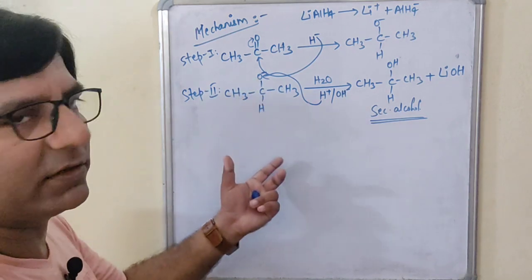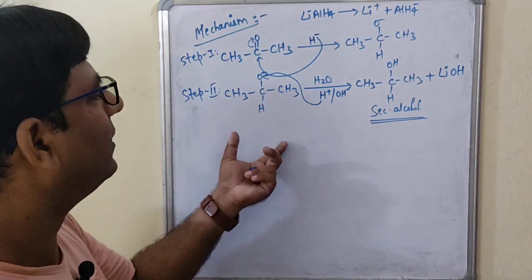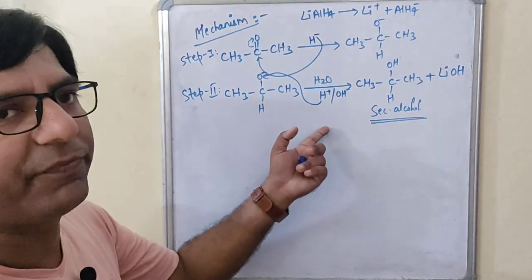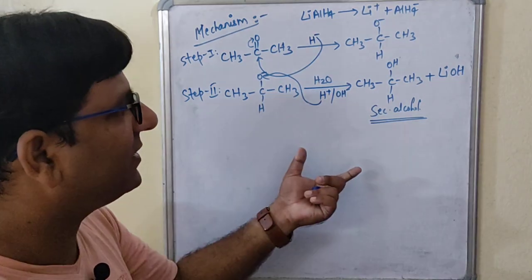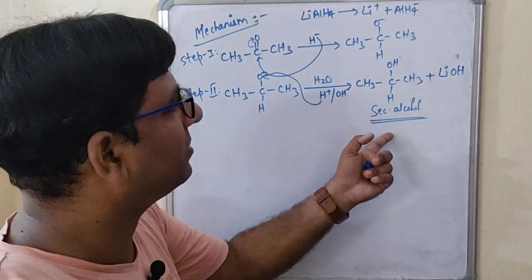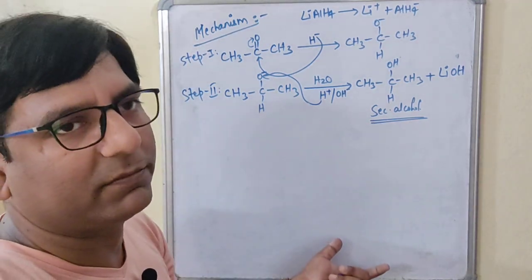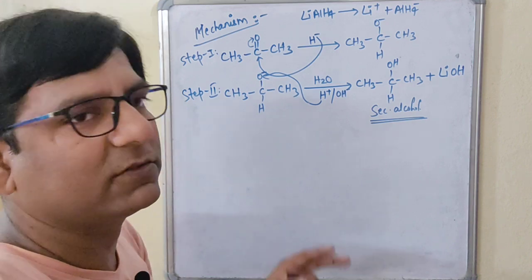In the same way, student, if you write for acetaldehyde, you have to follow the same steps. What is the difference? Here you have formed the secondary alcohol, there you will form a primary alcohol. That's it. Otherwise there is no difference at all.